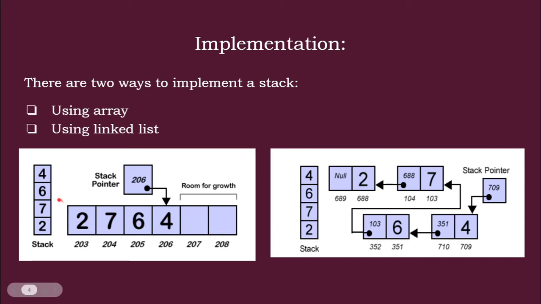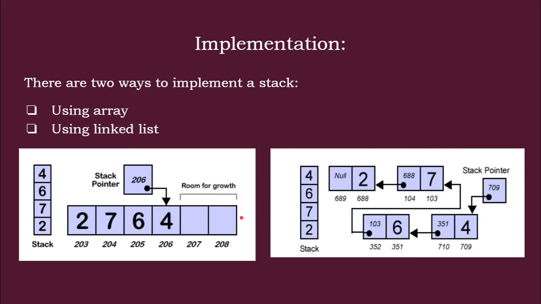Okay, so the stack pointer just holds a memory address, just assume 206. So 206 is the address of the top element of the stack. The stack pointer always points to the top of the stack. So the address of this 4 is 206. Now the stack pointer contains the address 206.